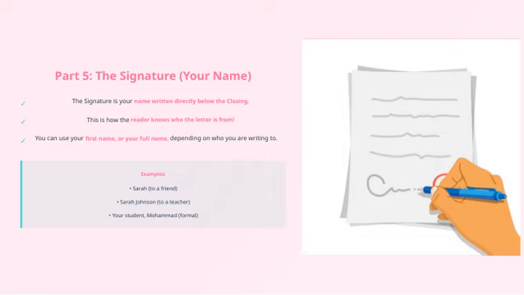This is where you write your name directly below the closing. It's really important because it tells the reader exactly who the letter is from. Think of it as your personal stamp of authenticity. You have some flexibility here.